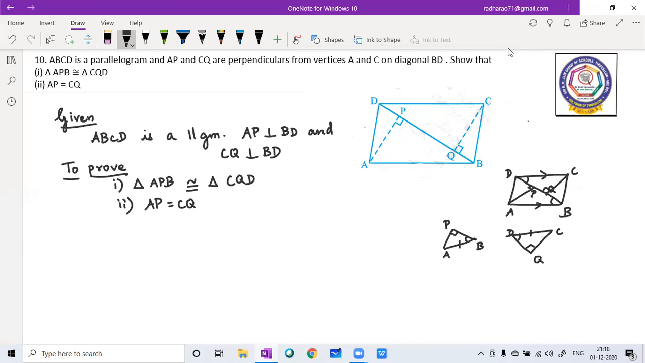So two angles are equal and one of the sides is equal. So three elements are equal in both the triangles. So we can prove them to be congruent. Let us see how it is done. The first one is which two triangles have to be proved congruent? Triangle APB and triangle CQD. In these two triangles, AB and DC are equal because they are opposite sides of the parallelogram.